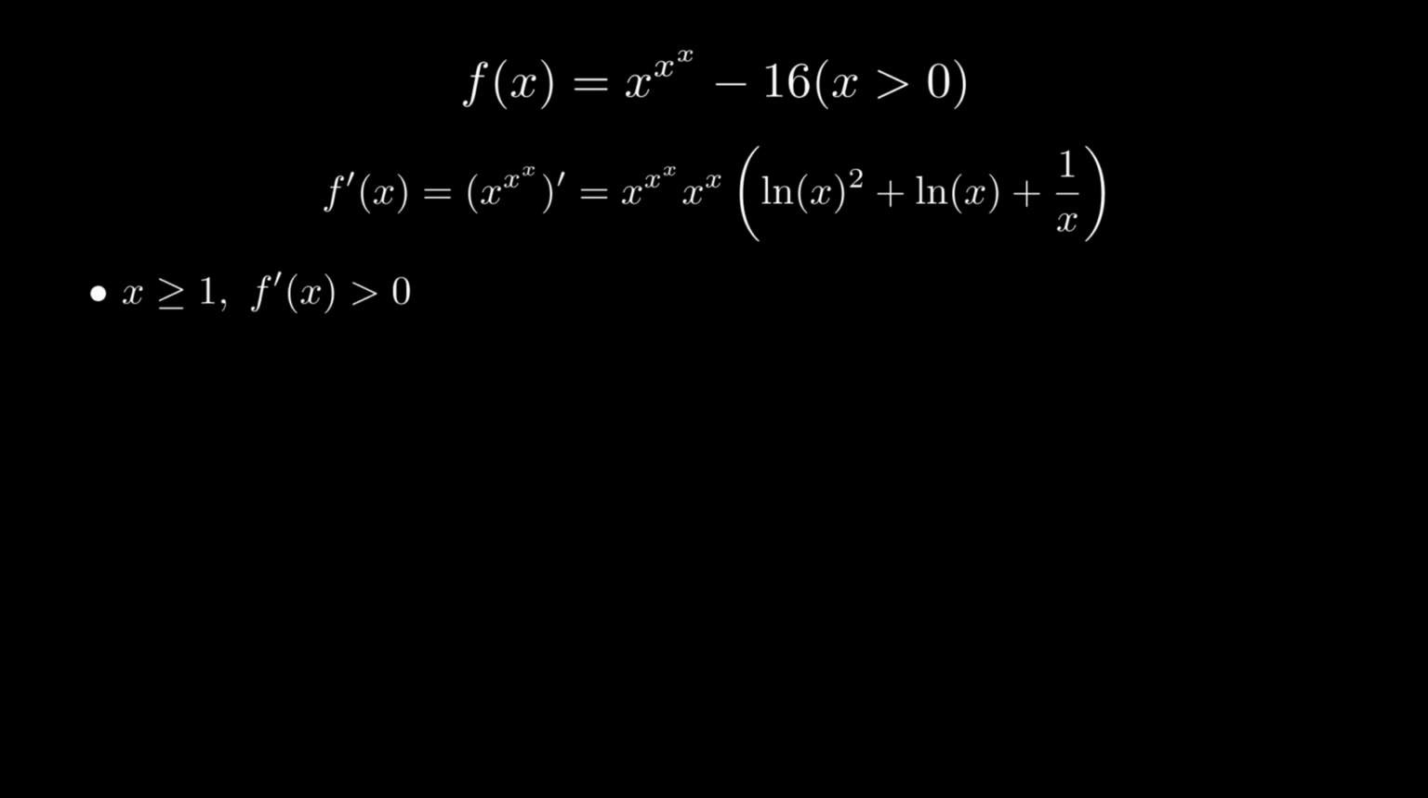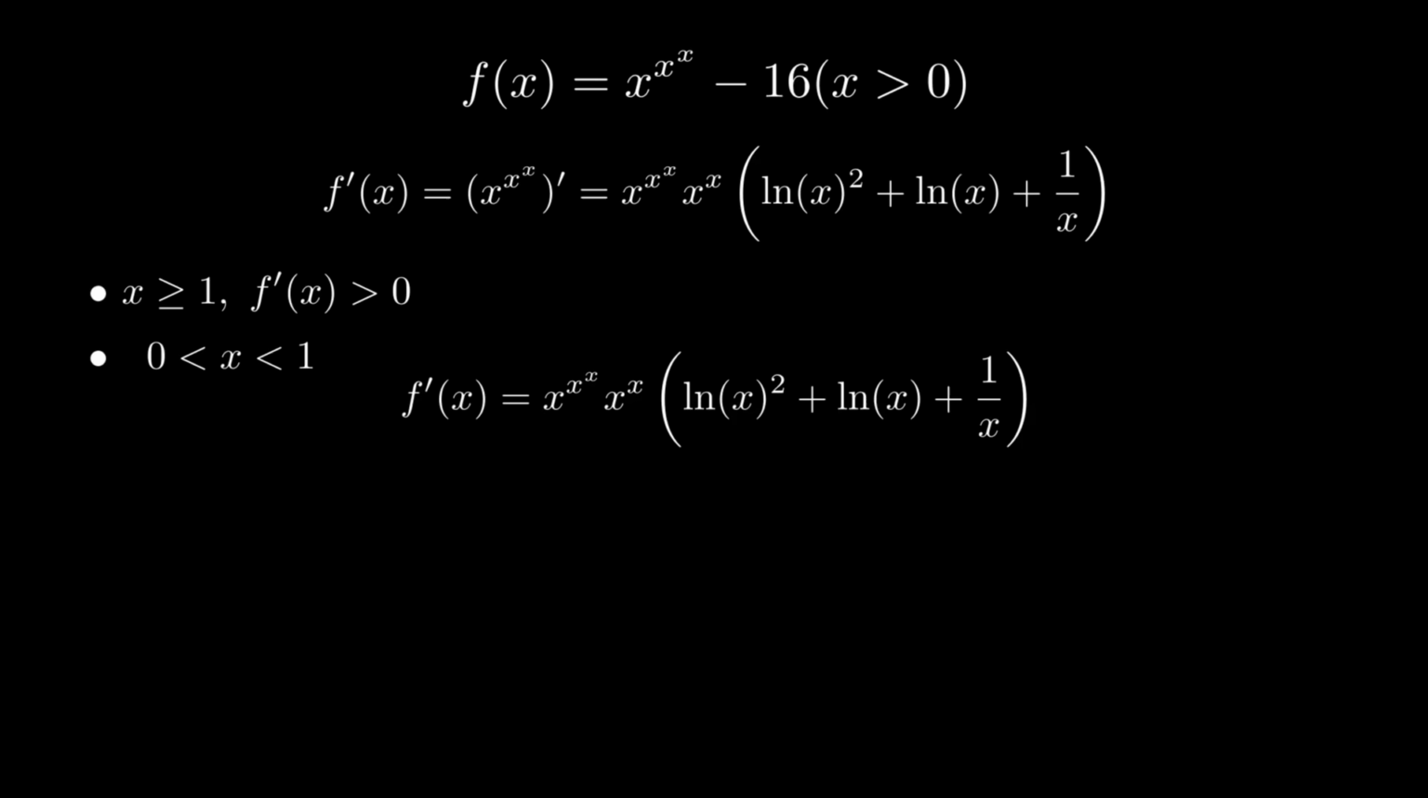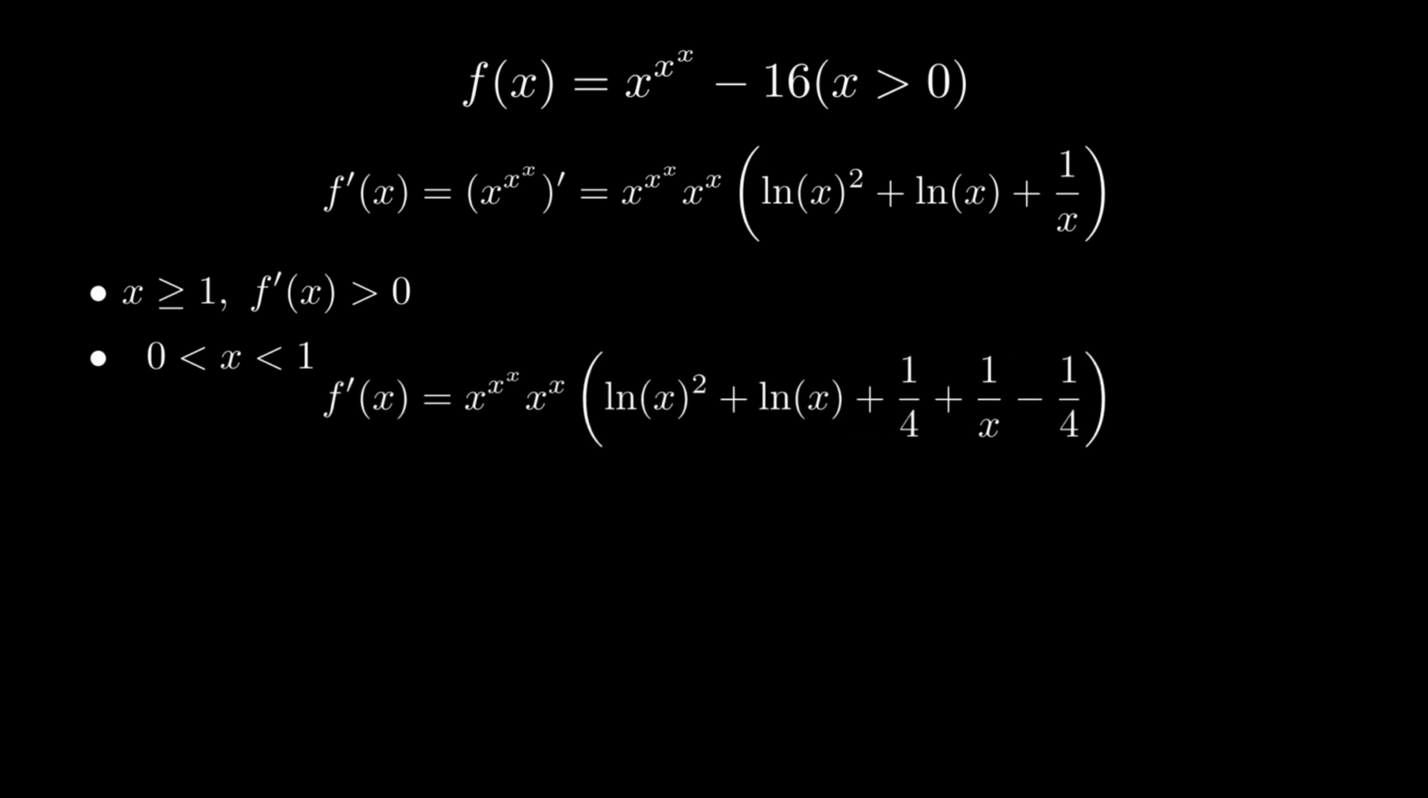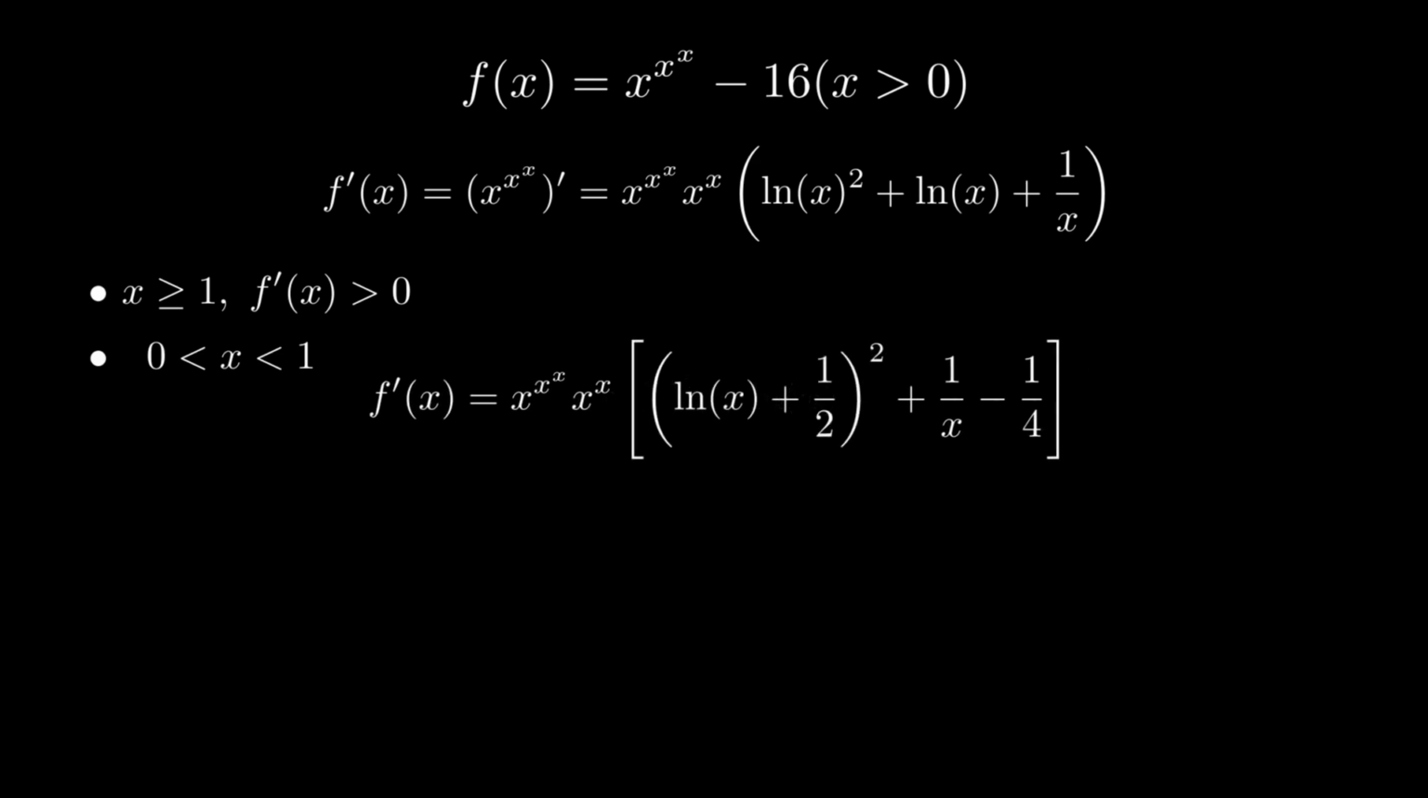For x greater than or equal to 1, we can see that all factors in the derivative are greater than or equal to 0, which means f prime of x is strictly greater than 0. For x between 0 and 1, the natural log of x becomes negative. This complicates the situation slightly, and we will need to transform the expression further for an easier analysis. Adding and subtracting 1/4 correctly, we rewrite the expression to include a perfect square and isolate terms for further simplification.